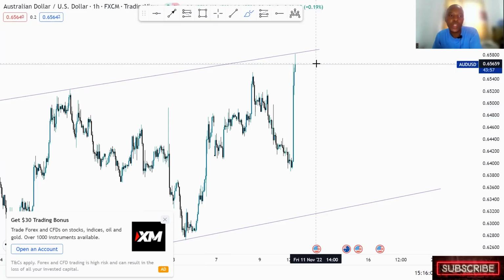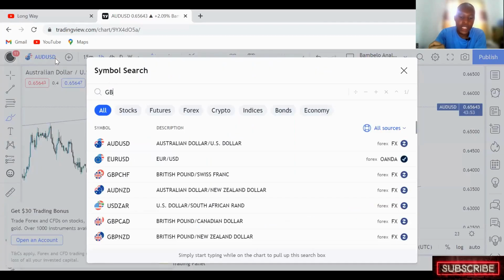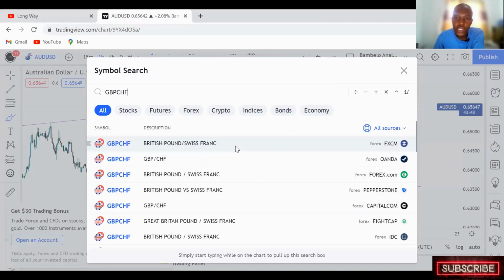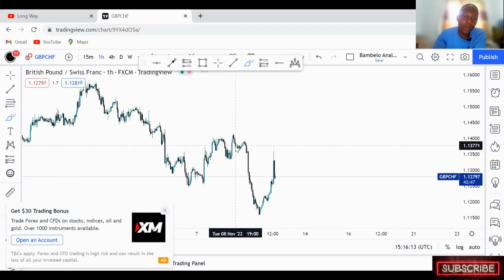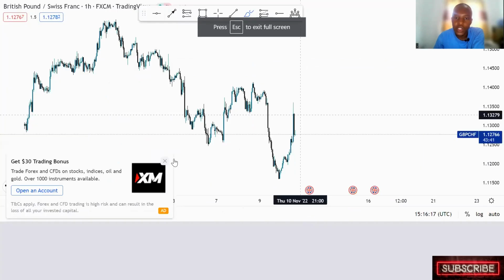So just to give you another example, guys, quickly, we're going to go to GBP CHF. All right, so I was trying to zoom it in. All right, so we're going to do the same thing, guys.